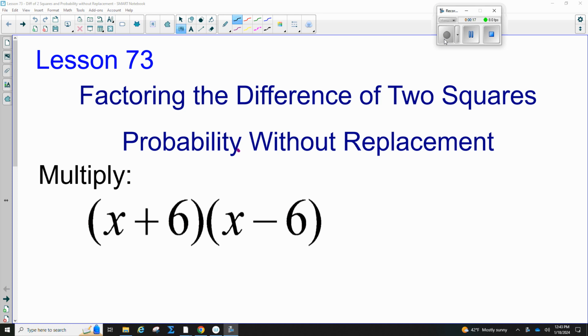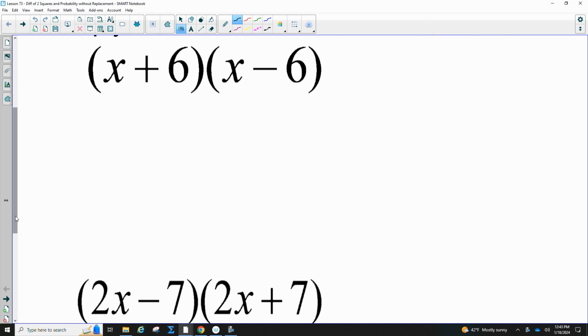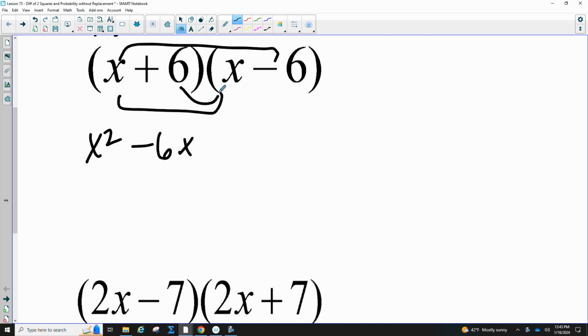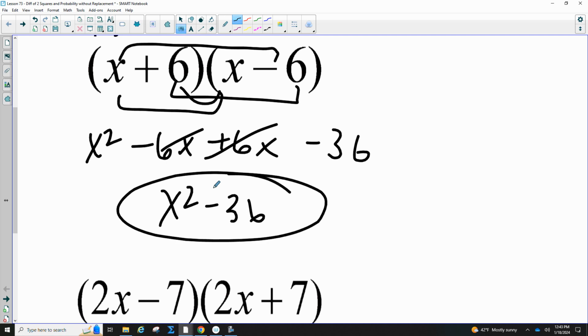Don't write this part down, okay? I just want you to watch. Just watch these. So multiply x plus 6 times x minus 6. If I asked you to multiply this, you would say that's x squared, this is negative 6x, this is positive 6x, and the last two are negative 36. Those cancel, and we get this.